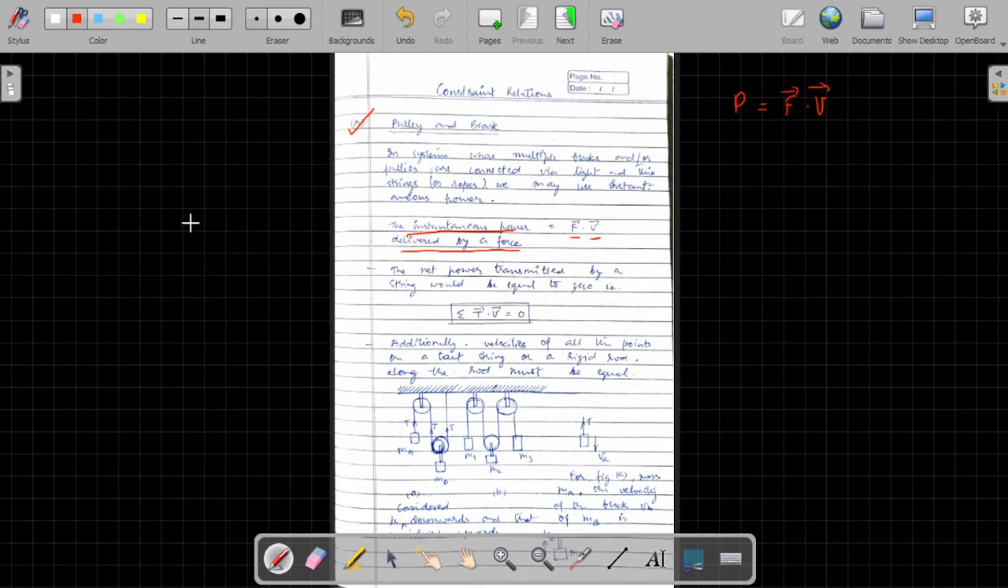Let's say the pulley has the velocity v. Let's say this is the pulley, and there is a string going on top of it like this. Let's say these are the strings, and tension T is acting on the pulley. If we want to calculate the power delivered by the string on the pulley, first we'll calculate the power at two points, point number 1 and point number 2.